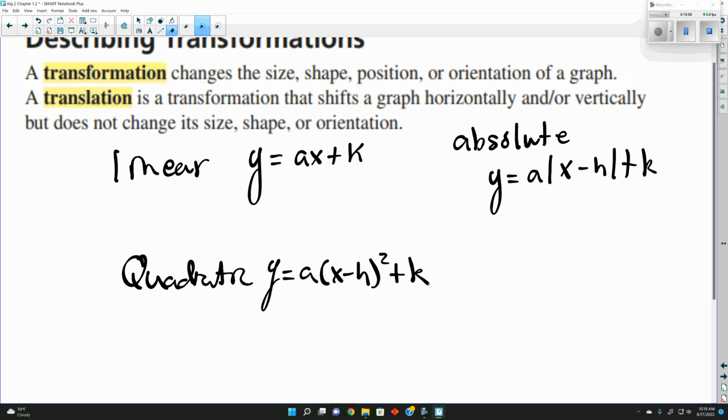Now, when we talk about a translation up and down, we're talking about the value of h. No, sorry, k. Value of k. Up and down is going to be our k. It's going to be up if k is positive, and it's going to be down if k is negative. So the function moves up if k is positive, and down if k is negative.